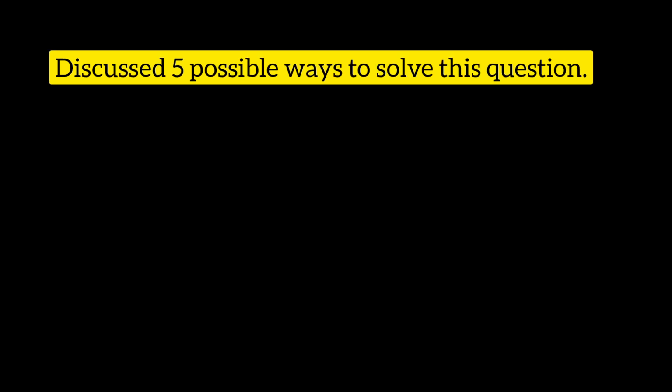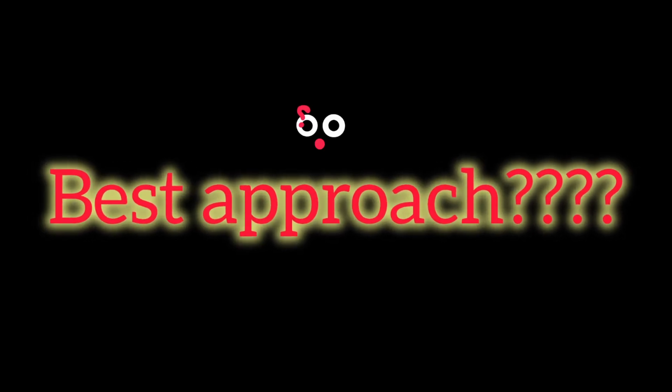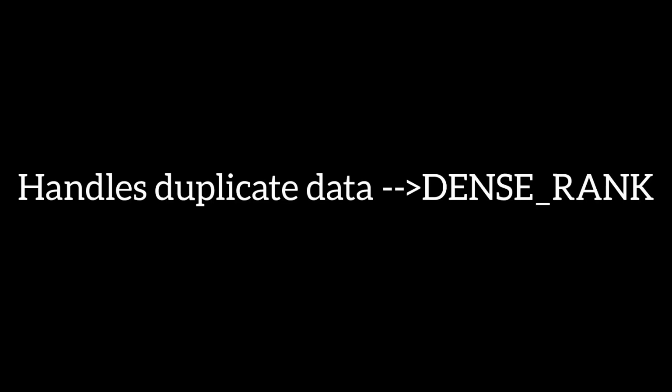So far we have seen 6 approaches to solve this second highest salary, but what do you think is the best way? I'll make it clear. If you want to select the strict second row, then you can go ahead with using the row number. If there are duplicates and you want to handle them correctly, then you have to go with the dense rank function. It will handle the duplicates in our table. That's all about finding the second highest salary in SQL.